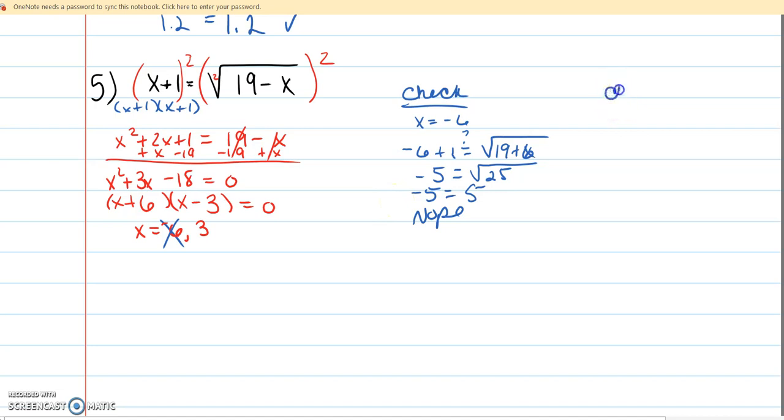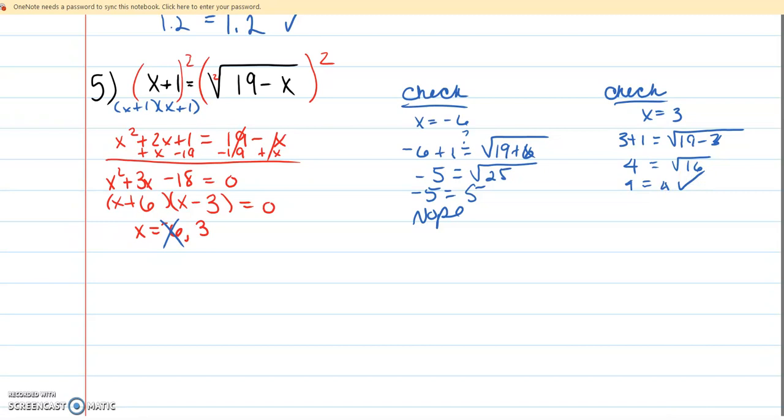So if we check x equals 3, this might not work either. So I might have no solution, but I don't know until I've tried. Equals the square root of 19 minus 3. There we go. So 4 equals the square root of 16. 4 equals 4. Yay! So 3 does work. So we're going to take 3 and we're going to use that as our solution.